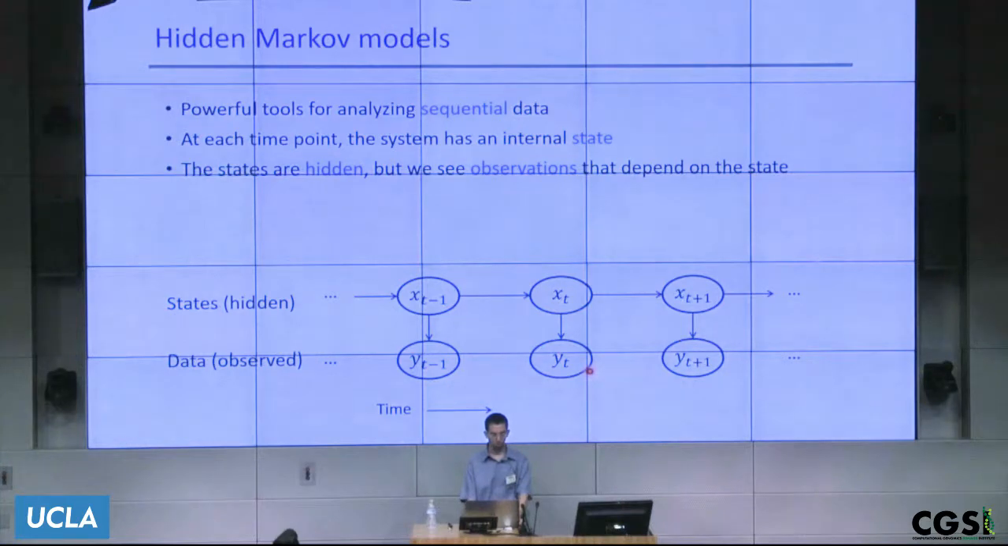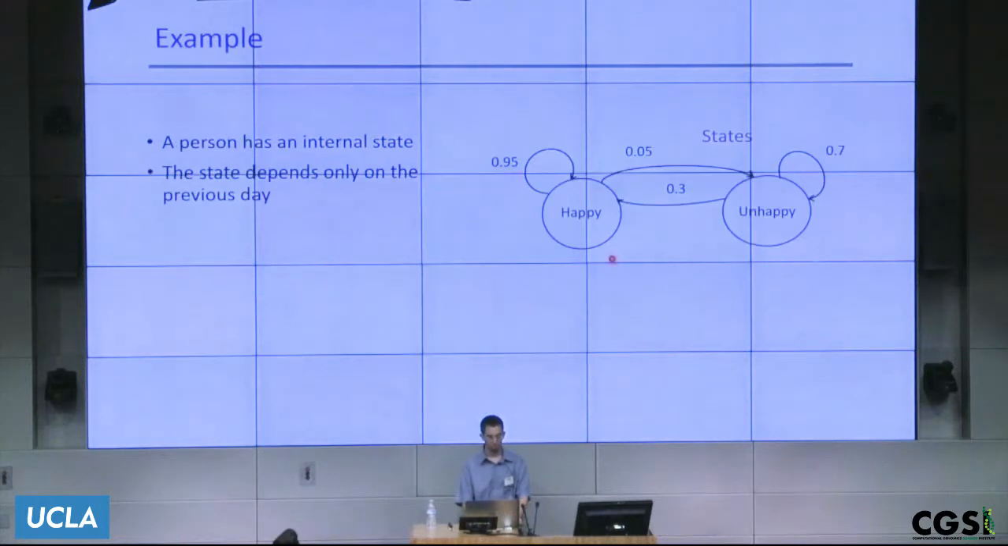And we see each observation at each time point, which depends on the state. So while we don't have information on the hidden states, we can learn about the identity of the states from the observations. The states themselves evolve as a Markov chain. So xt depends only on xt minus 1, the state at the previous time point, but not on the state at any other time point.